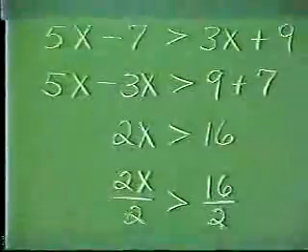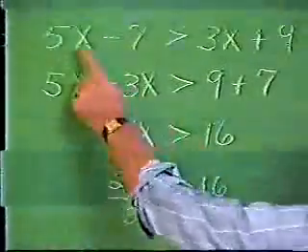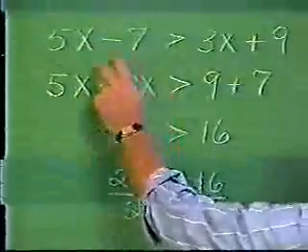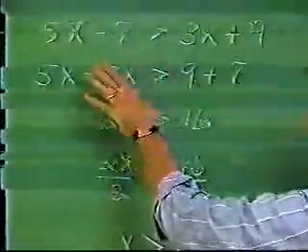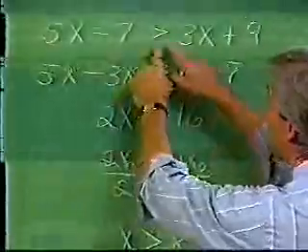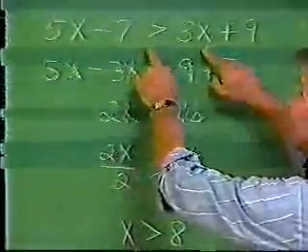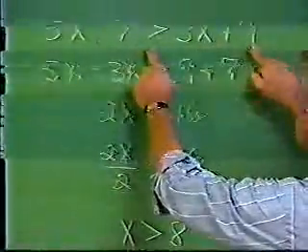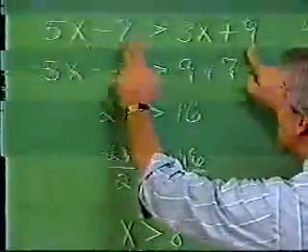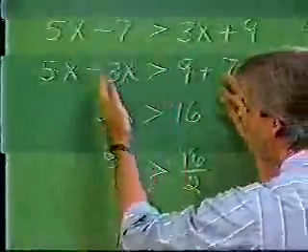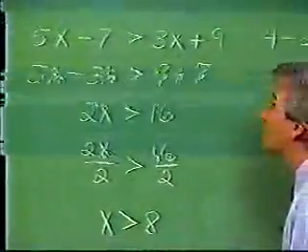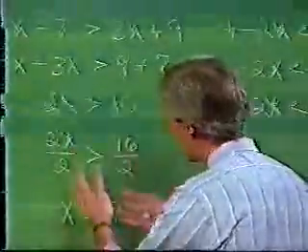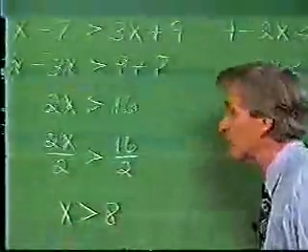Now, if x is 10, you see we'll have 5 times 10 minus 7. Now, 5 times 10 is 50. 50 minus 7, 43 on the left. And we want to see if that's greater than 3 times 10, 30. 30 plus 9, 39. 43 is greater than 39, so we have truth if x is replaced with 10. Okay, so it's reasonable to assume that this may very likely be a solution.